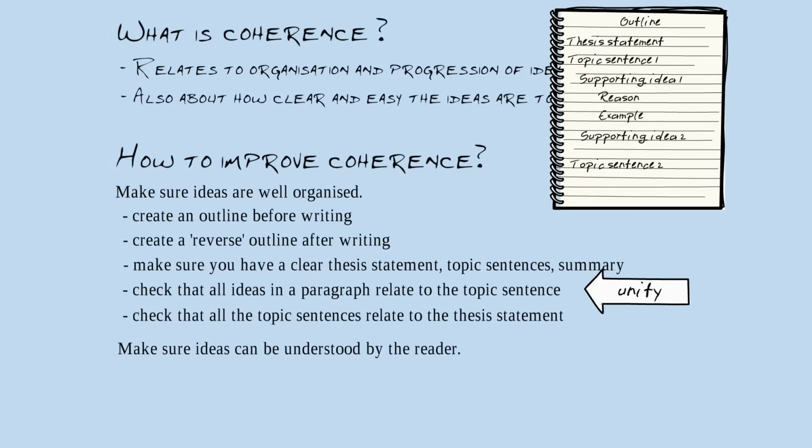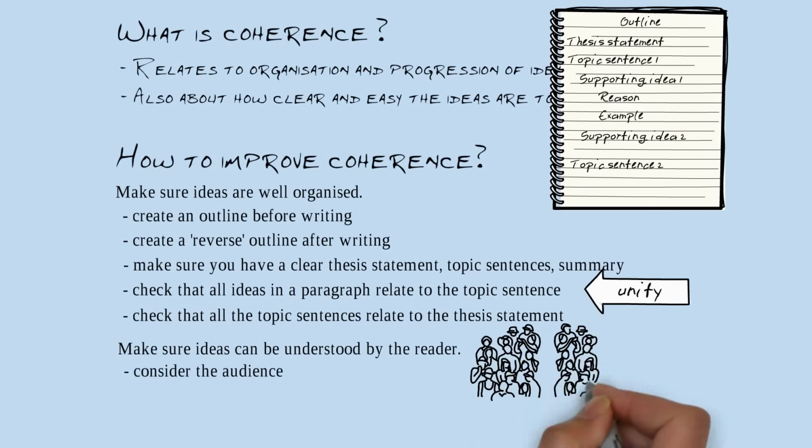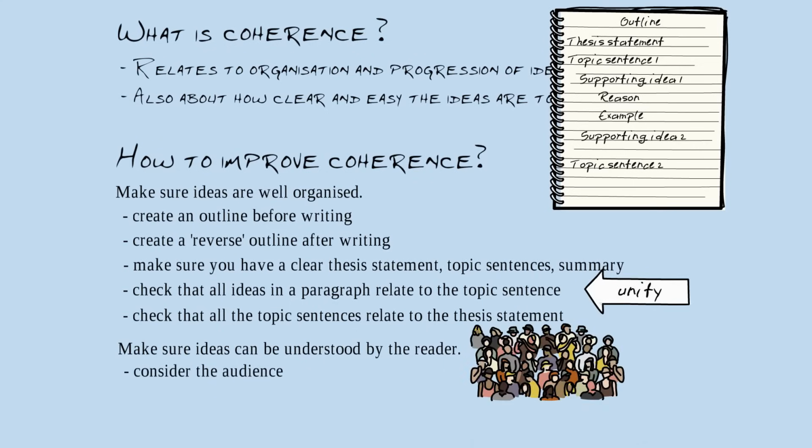So how can we make sure the ideas can be understood by the reader? Well, one way is to consider the audience. Who will be reading what you're writing? What do they already know? What do they not know? You should also consider the purpose. For example, if your purpose is to explain how something is done, but your writing merely describes instead of explains, then the person reading it is going to be confused.